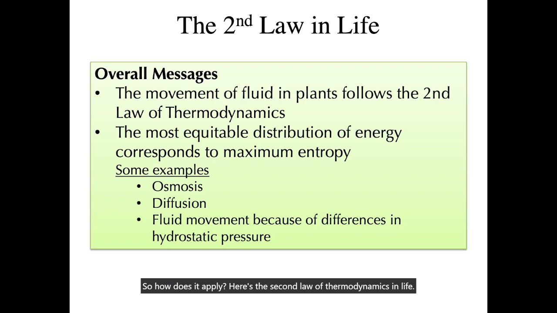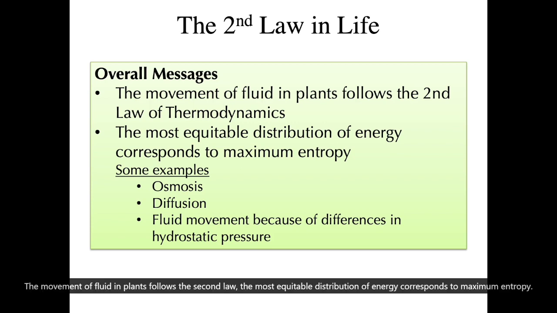Here's the second law of thermodynamics in life. The movement of fluid in plants follows the second law. The most equitable distribution of energy corresponds to maximum entropy. That's the idea of the second law. The most equitable distribution of energy corresponds to maximum disorder. Some examples of this are osmosis, diffusion, the fluid movement because of differences in hydrostatic pressure. So higher pressure, lower pressure, fluid moves from higher to lower pressure regions.